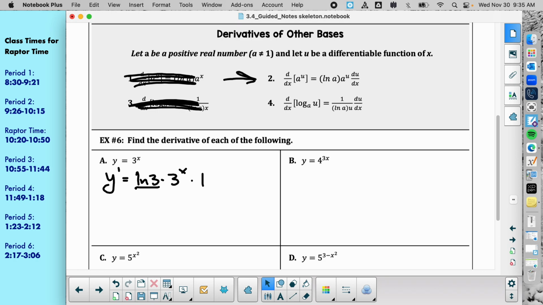You guys want to try b on your own? Like, you feel like it's straightforward enough you can try it on your own already, probably? See how it goes.